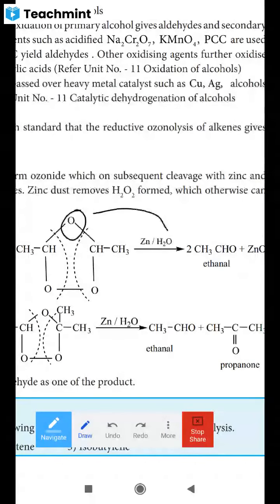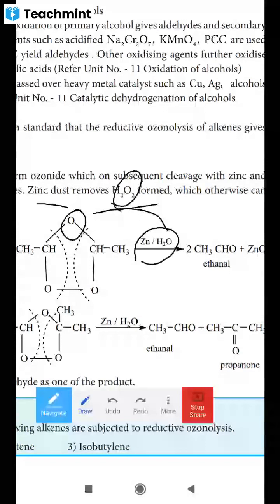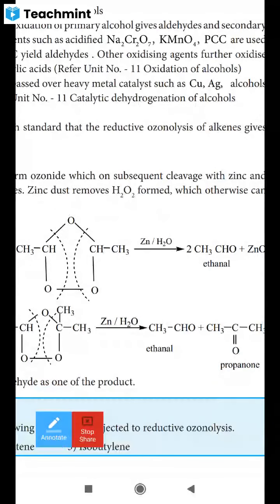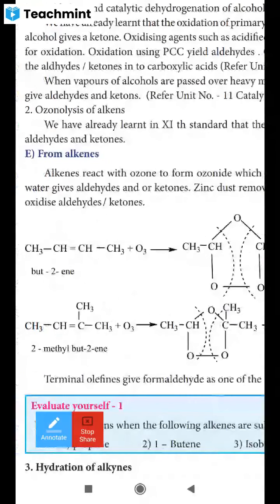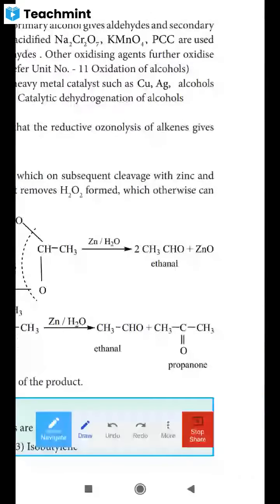That will react with water. You are just adding zinc and water. On adding zinc and water, it reacts with H2O, then it is converted to hydrogen peroxide. So that zinc dust will remove that hydrogen peroxide. Otherwise, it can oxidize aldehydes and ketones. Otherwise, it will oxidize this aldehyde or ketone.